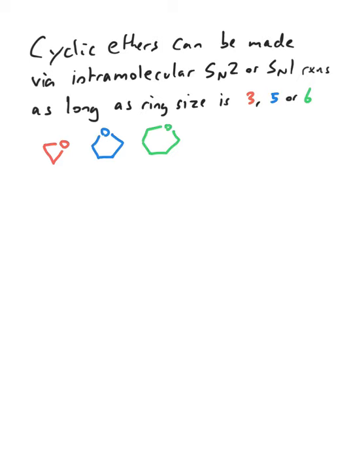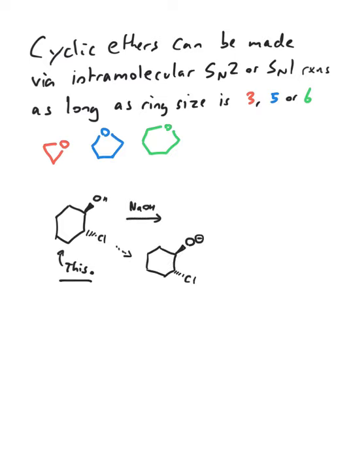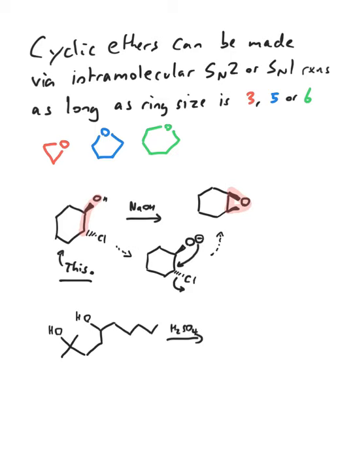Cyclic ethers can be made by intramolecular SN2 or SN1 reactions as long as the ring size is 3, 5, or 6 membered. So for example, if we take this alcohol with an alkyl halide, we can add a base and we can deprotonate the alcohol and cause a ether to form. You have a go. What would be the product of this reaction? You may pause now. And here is the answer.